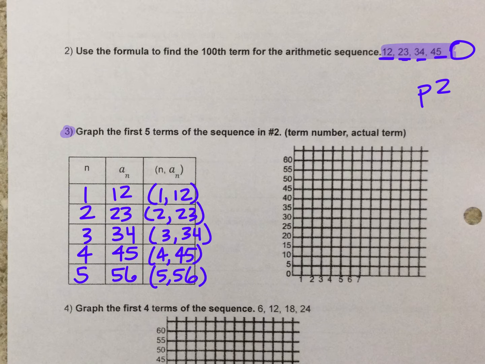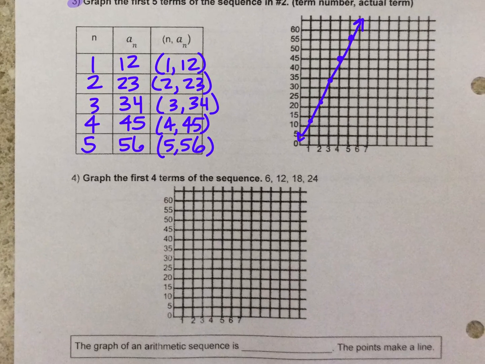So let's take a minute and graph these. Remember that we go over first. I'm going to go over to 1 and then up to 12. So that's my first point. I'm going to pause it and graph the rest. All right, these are the points that you should have graphed. Then I'm just going to draw a line to connect my points.